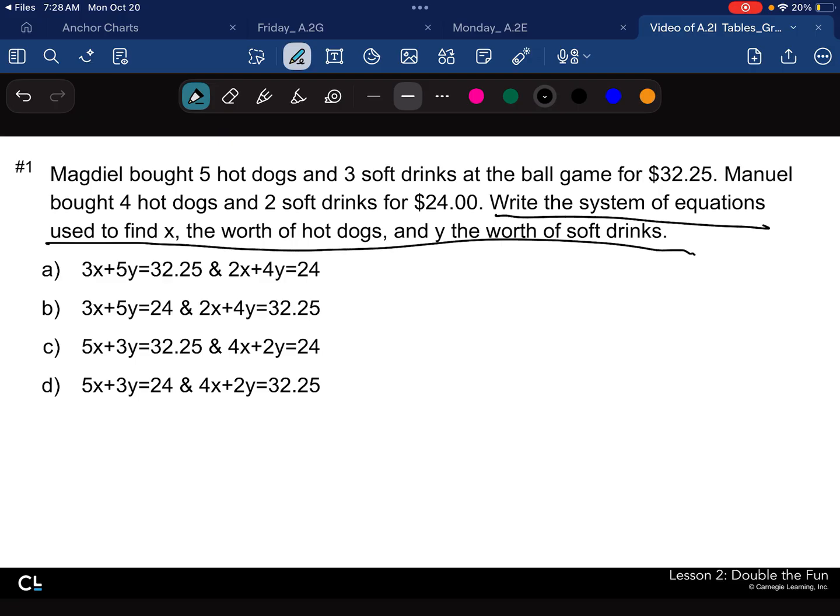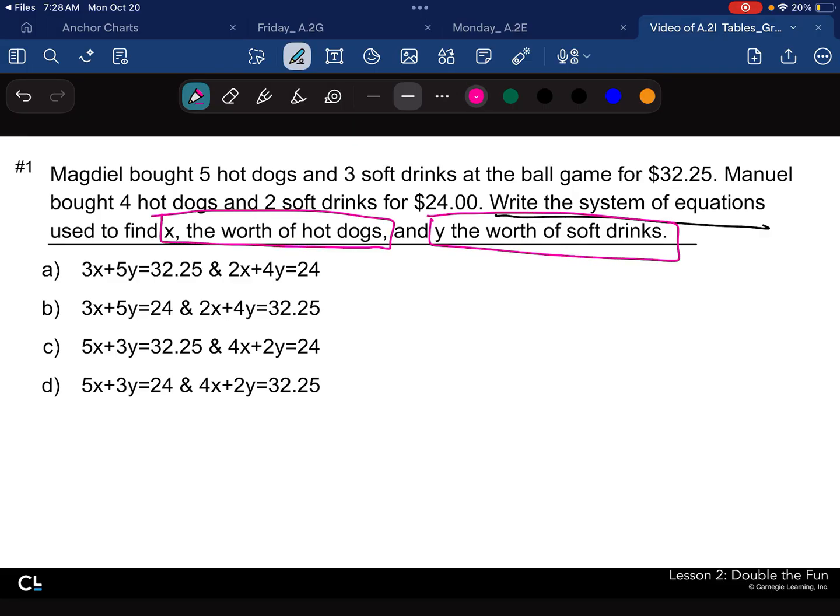Once I have my equation, a lot of times they will give you what your X value is and what your Y value is. If they do not give you what your X and Y values are, it is okay for you to label it. So if they didn't tell me X was hot dogs, I could have just said X was soft drinks. But I have to make sure that for both equations my X is whatever I started off with. In this case, they gave it to me: X equals hot dogs and Y equals drinks.